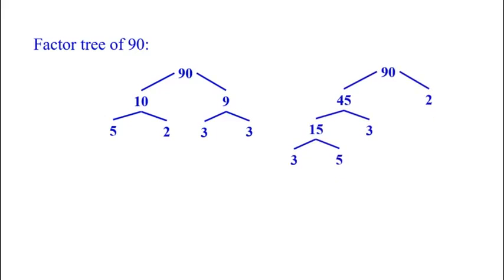So, 90 can be factorized like this also. 90 can be written as 45 into 2. Again 45 can be factorized as 15 into 3. Again 15 can be factorized as 3 into 5. So, ultimately the factorization of 90 is 3 into 5 into 3 into 2, which is the same as before. So 90 is equal to 2 into 3 into 3 into 5. So this is unique. The prime factorization of any number is unique.